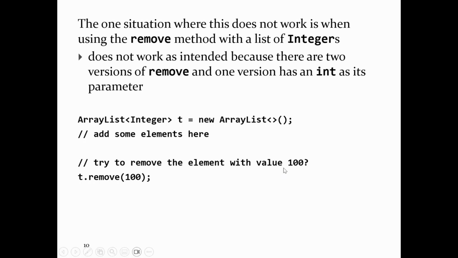If you really want to remove the element whose value is 100, you have to pass in an Integer object whose value is 100. So that's the one exception that I know of where this autoboxing and unboxing doesn't work with lists.